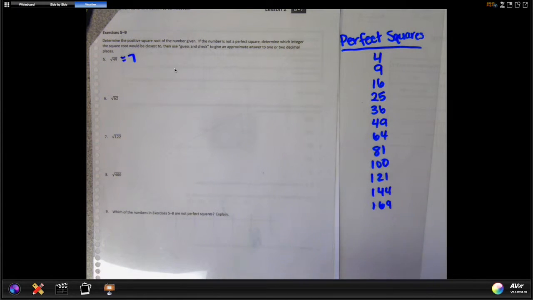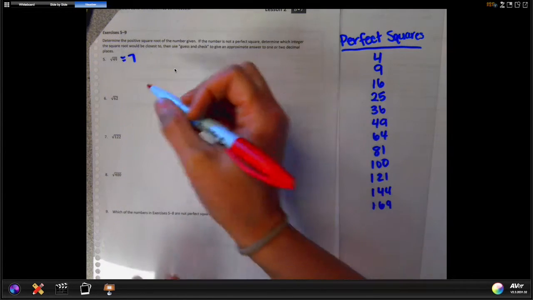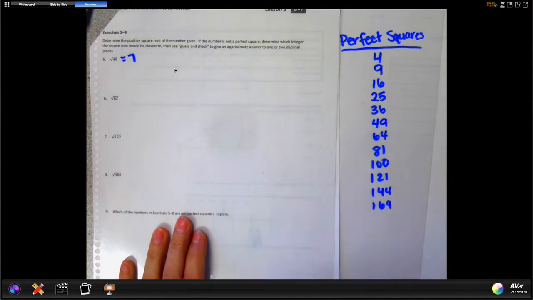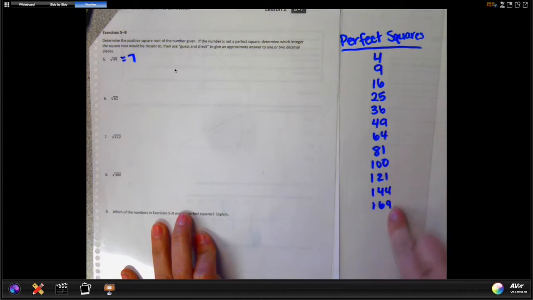However, number 6 is where it starts to get a little more difficult. And in this section, we're not using a calculator because there are sections on the M-Step and on the SAT where that calculator icon is gone and you have to be able to answer a question without it. So square root of 62 is next. That is not a perfect square number. It's not in our list over here.